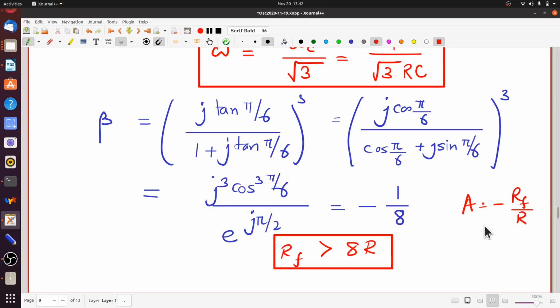So for beta A to exceed 1, which is when you will have oscillations beginning, RF must be bigger than 8 times R. If you keep it very close to 8 times R, the op-amp's own nonlinearities may be enough to give you sinusoidal oscillations. Typically, you would have to use other output limiting parts like those diode combinations that we had for the Wien Bridge. But that's sort of similar to this.